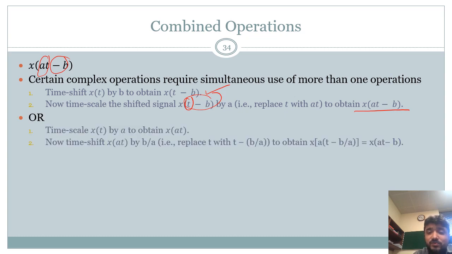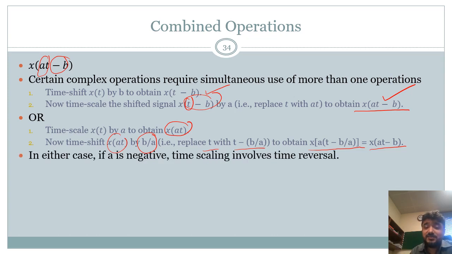All right, the second way of obtaining the same is you time scale x of t by a to obtain x of at, but now that you have time scaled, the shifting would basically need to be changed, because now you have basically downsampled the original signal. So now time shift by b over a, because now the meaning of the sample numbers has changed. So you replace t with t minus b over a to obtain x of a of t minus b over a, and this becomes x of at minus b. So you can do it in both of these ways. Obviously the first appears, and also is, easier in practice to implement.